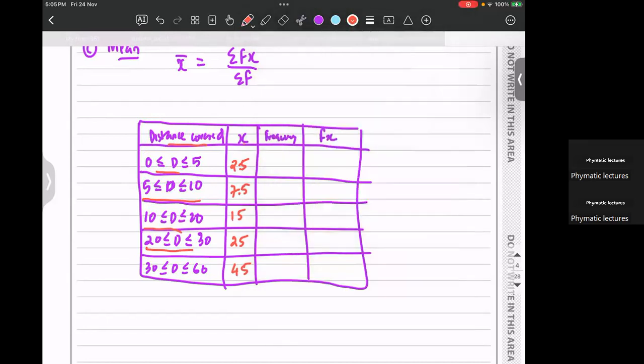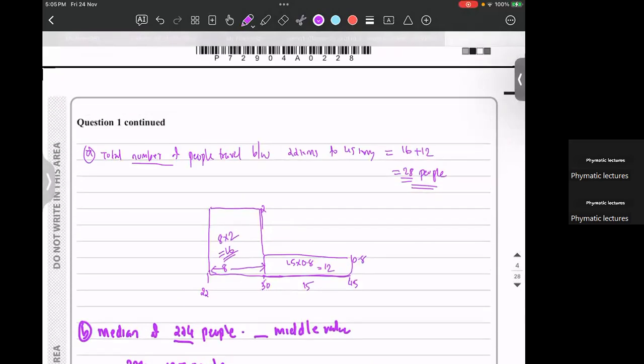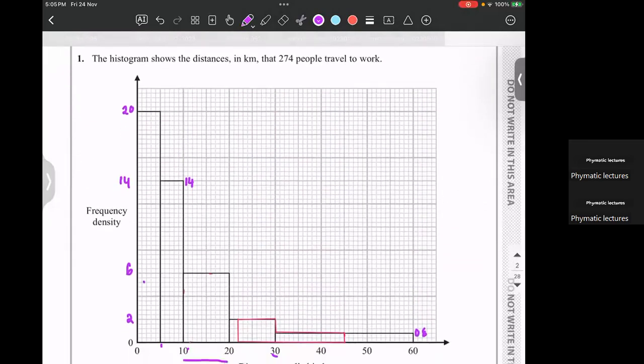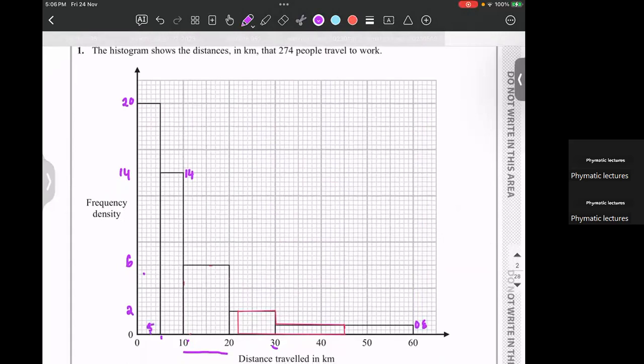Now, how will you find the respective frequency? We know that the area of each histogram bar represents the frequency. So first, height is 20 and width is 5. So 5 times 20 is the frequency, that means it is 100, correct? For the next one, the difference between 5 and 10 is 5. So 5 times 14, that means the frequency is 70.